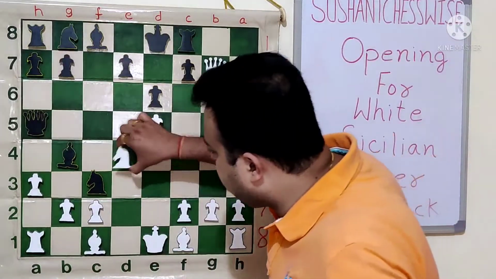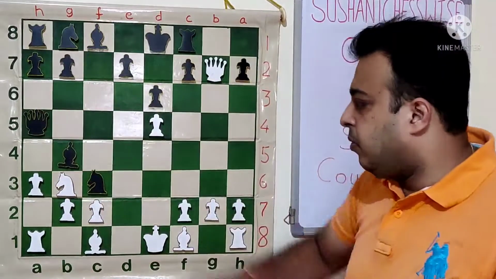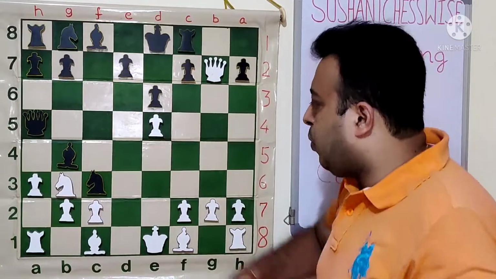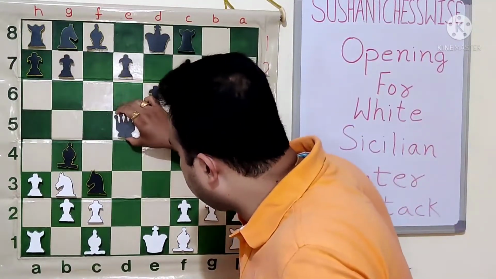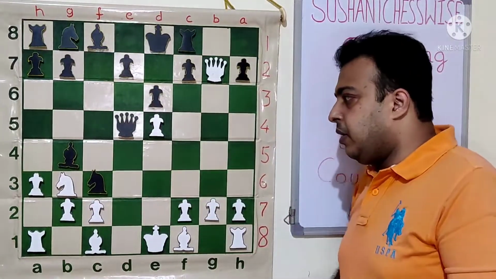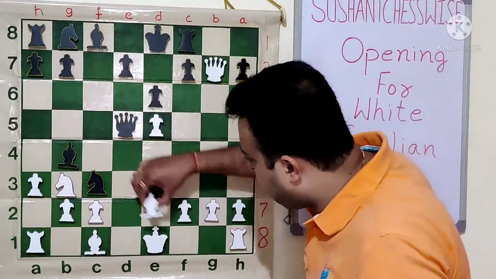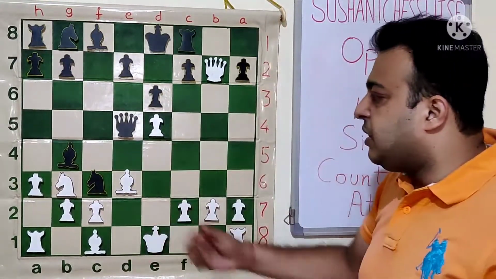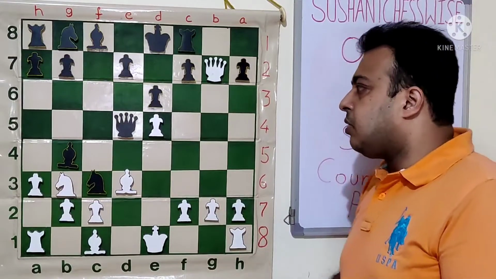So first white attacks the black queen with the move knight b3. Queen goes to d5, threatening mate on d1, and white just plays the move bishop d3. When we see that now, black is in serious trouble.